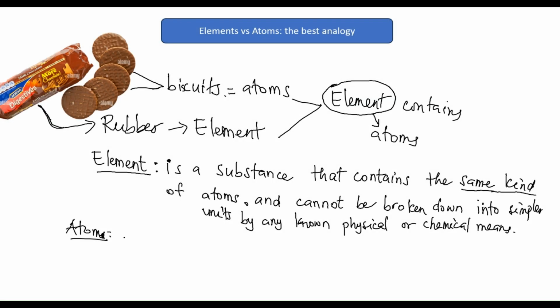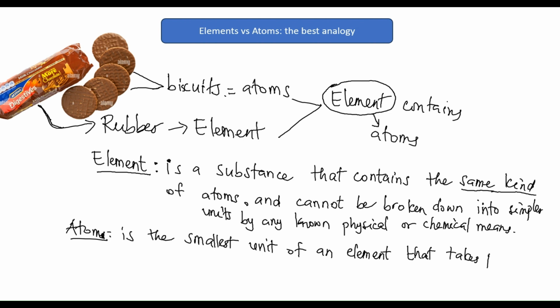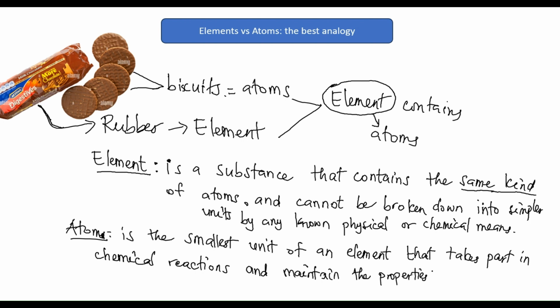What's an atom? An atom is the smallest unit of an element that takes part in chemical reactions and maintains the properties of that element.